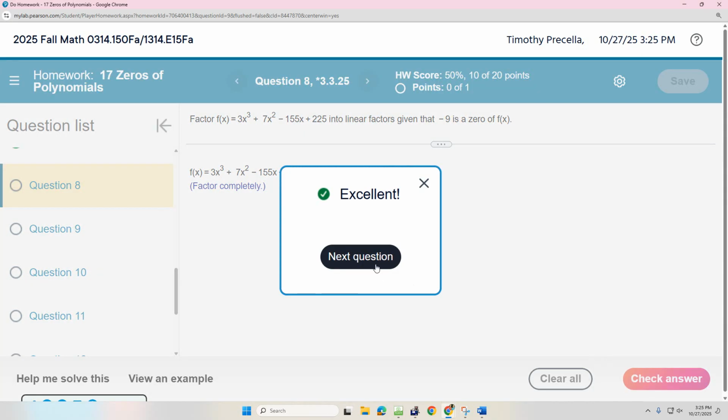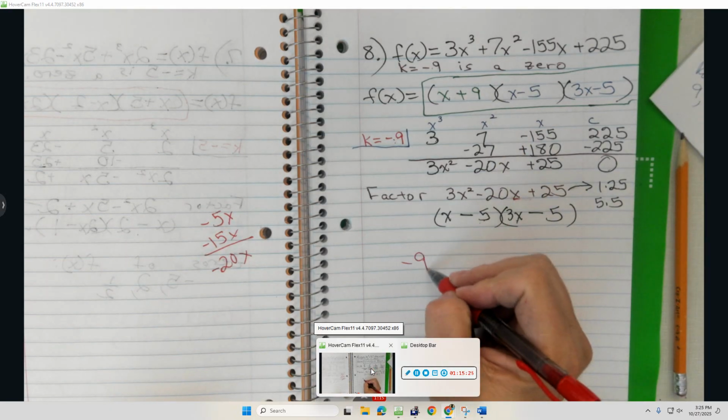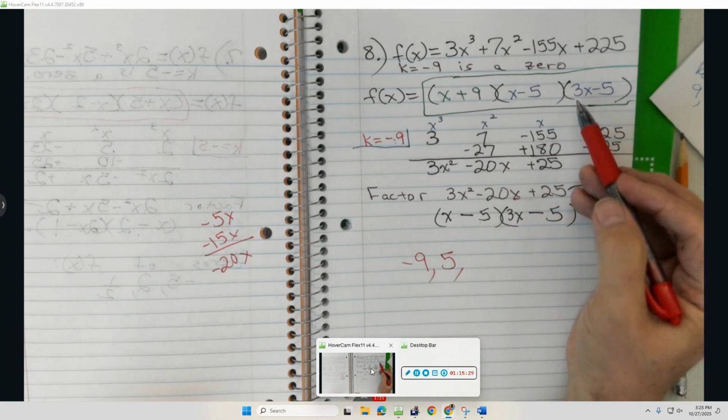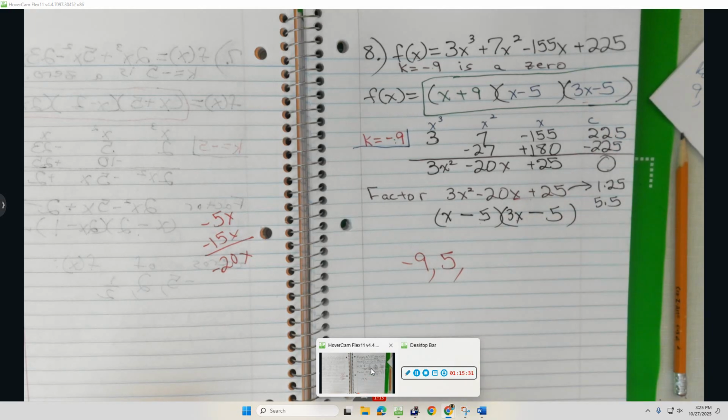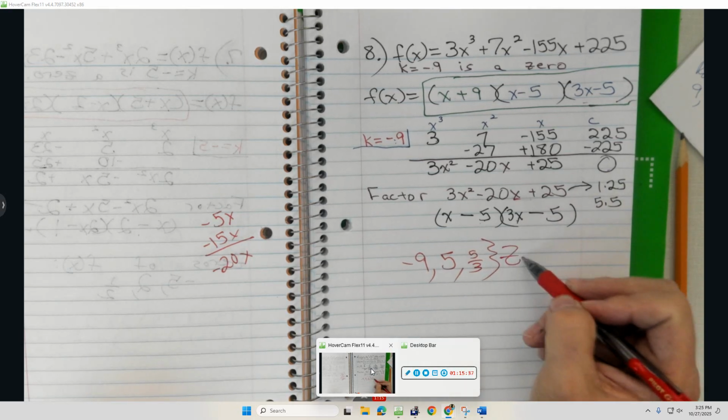And if we needed the zeros, we know negative 9 is a 0. What's another 0? Okay. When is x minus 5 equal to 0? At positive 5. When is 3x minus 5 equal to 0? 5/3. So we can find the zeros even though they didn't ask us for it.